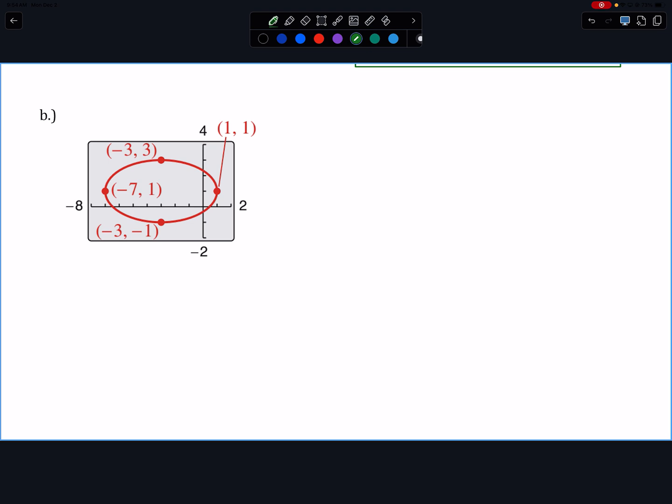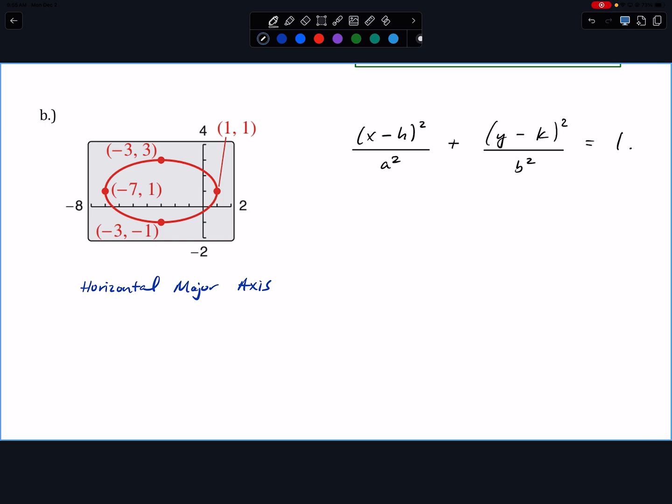So this one's not as easy because are we at the origin? No. So is this a horizontal major axis or a vertical major axis? Horizontal. So when we write our equation, guys, where does the a go? Underneath the x or the y? X. So it's going to be x minus h squared over a squared plus y minus k squared over b squared is equal to 1.